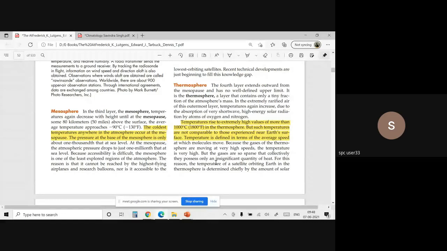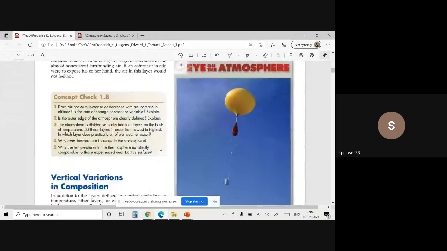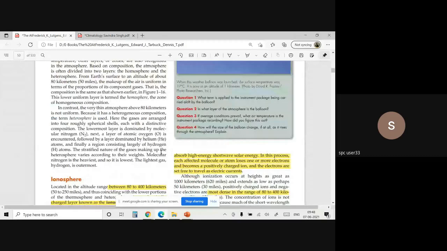They use sensors and very high-end thermometers made out of advanced technology to measure the temperature of the thermosphere as such.